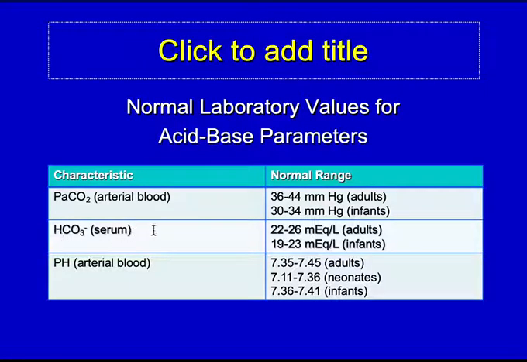This here, HCO3, is bicarbonate. It's a buffer that's found in the blood. And these two counteract each other, the acid and the buffer, the alkaline and the acid, to keep us within these normal ranges, 7.35 to 7.45.